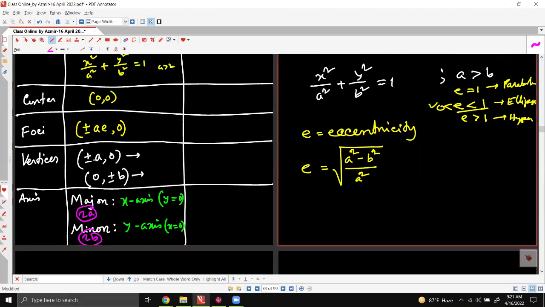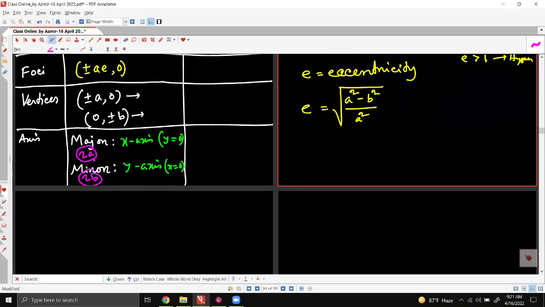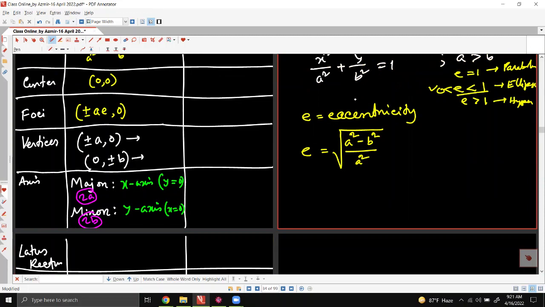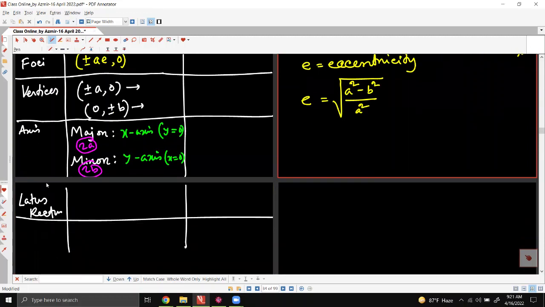Now, after axis, we can think about the length of the latus rectum. So the length of the latus rectum for this ellipse is 2b squared over a. You have to remember this formula. The formula is 2b squared over a.